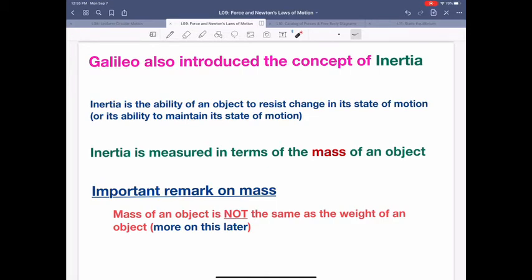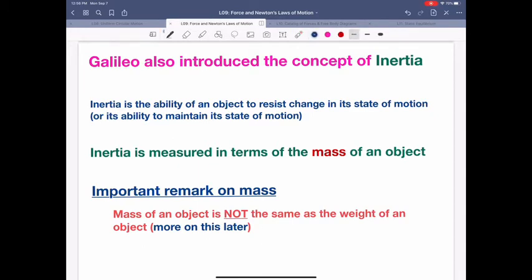How much resistance does an object offer to any change in its state of motion? Okay. Question then becomes, how does one measure inertia mathematically? Well, inertia is measured in terms of the mass of the object. So that's a new physical quantity that we're introducing, the mass of the object, which is a measure of how much resistance the object offers to any change in its state of motion.